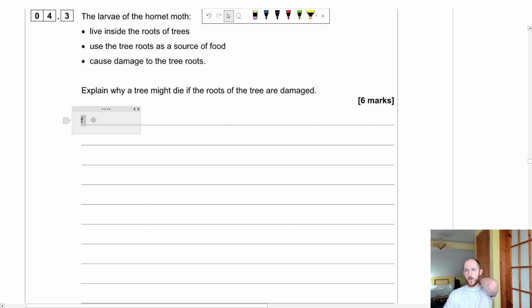So, again, the best way to think about this is, why might a tree die if the root trees are damaged? Well, what do roots do? Well, they absorb nutrients and water from the soil. So, the best way to think about this is think of the extreme. Imagine the roots are gone. No water, no minerals, dead. That's the best way to explain it. So, 6 marks though, we can't just say no minerals dead, because of course not. So, there'd be less absorption of water.